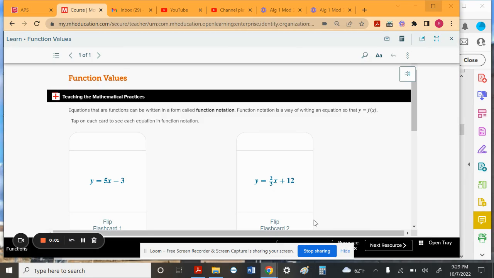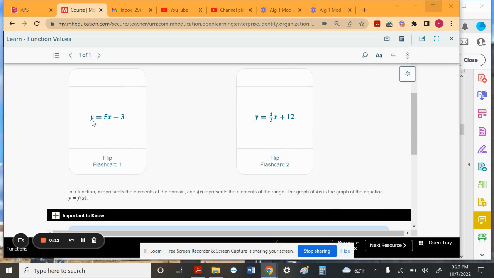For the last video in section 2 of module 3, we're still dealing with functions. And as I already had mentioned, we're rewriting things in function notation. So notice that we have y equals 5x minus 3. So that's the same thing as f of x equals 5x minus 3.